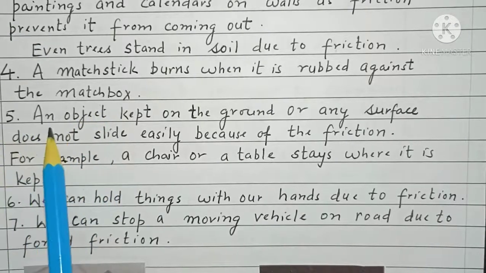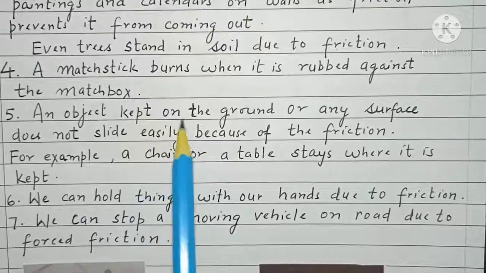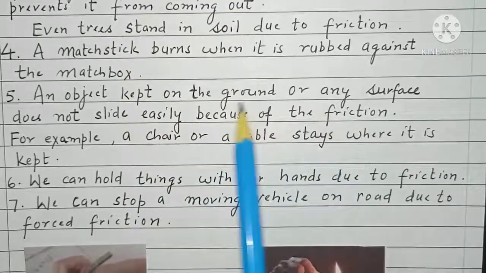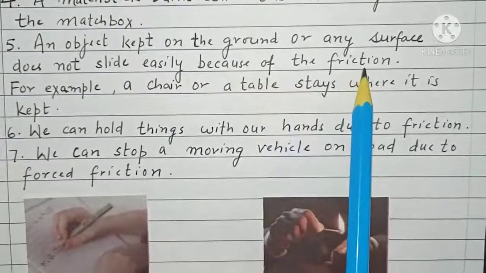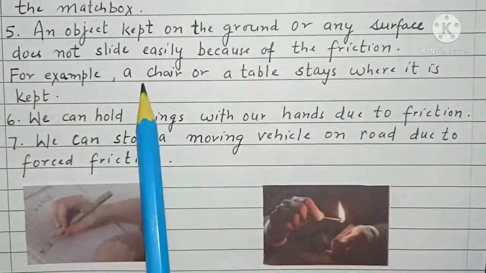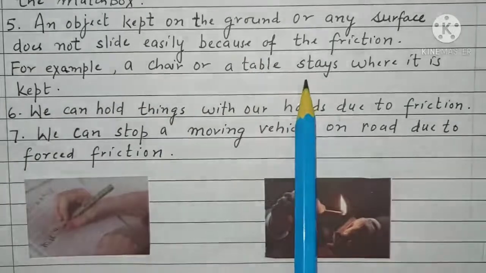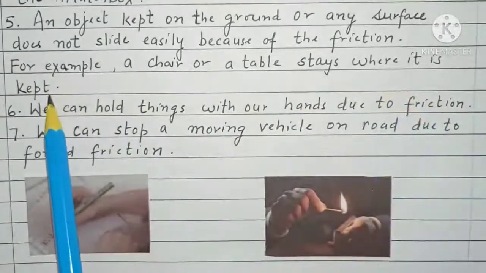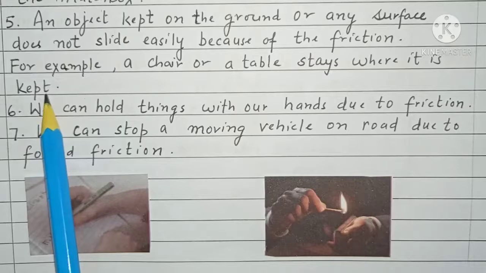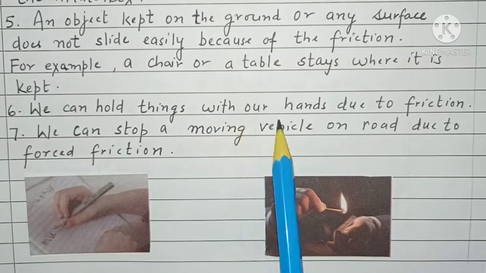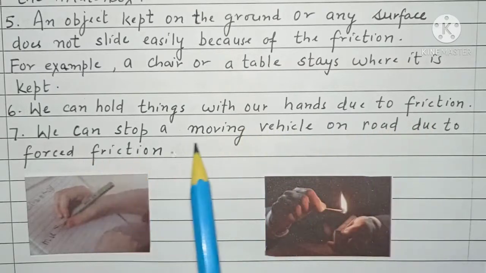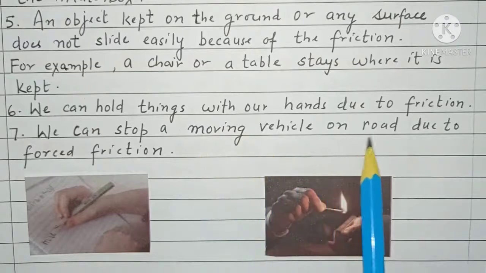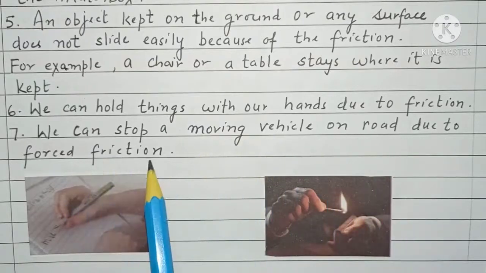Number 5. An object kept on the ground or any surface does not slide easily because of the friction. For example, a chair or a table stays where it is kept. This is because of the frictional force. We can hold things with our hands due to friction. We can stop a moving vehicle on road due to friction.